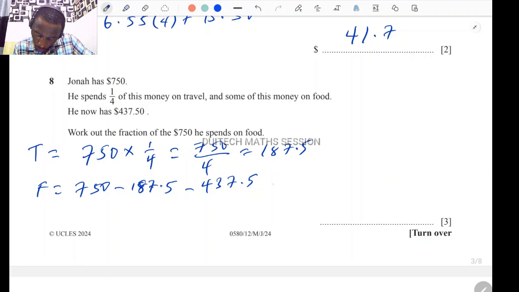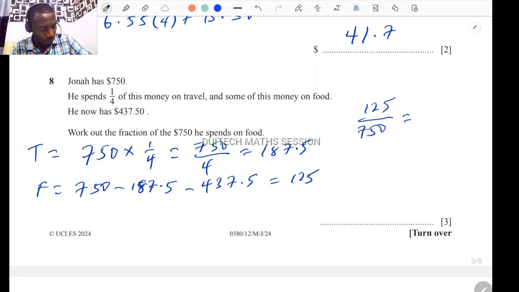So 125 is what he spent on food. But we're asked to find the fraction. So we're now okay. 125 over 750 will give us what? So 125 divided by 750, you break it down, gives us 1 over 6. So I have 1 over 6. So the answer here is what? 1 over 6. That's the fraction. So 1 over 4 for traveling, 1 over 6 for food.